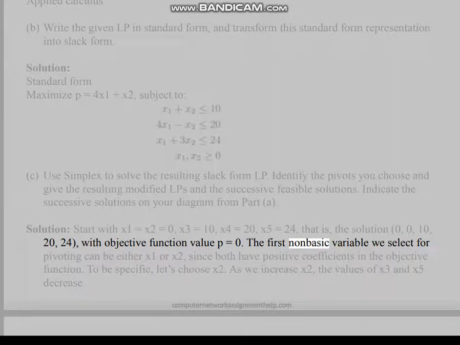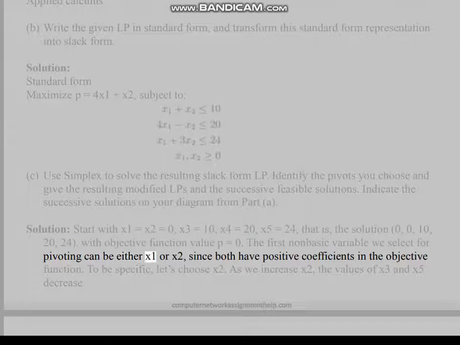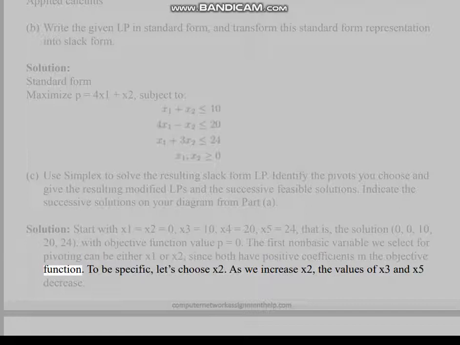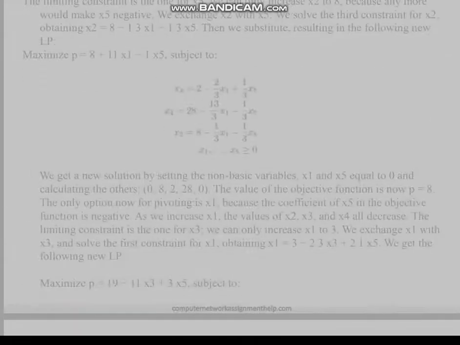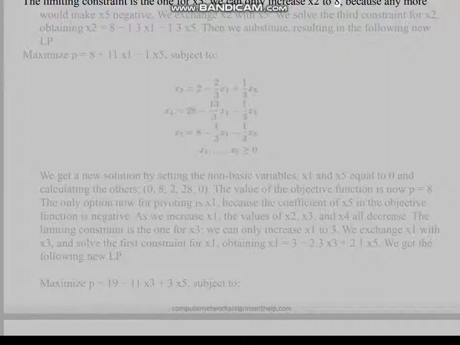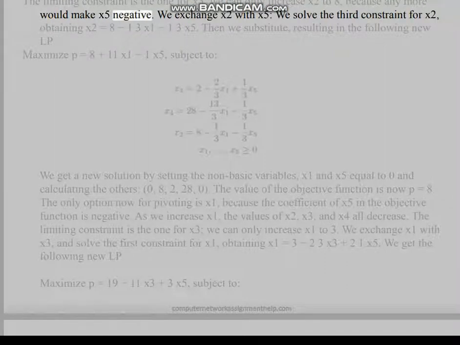The first non-basic variable we select for pivoting can be either x1 or x2, since both have positive coefficients in the objective function. To be specific, let's choose x2. As we increase x2, the values of x3 and x5 decrease. The limiting constraint is the one for x5. We can only increase x2 to 8, because any more would make x5 negative. We exchange x2 with x5.